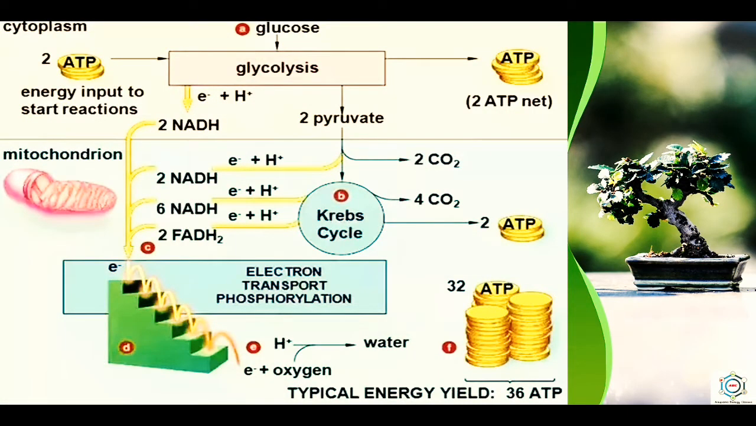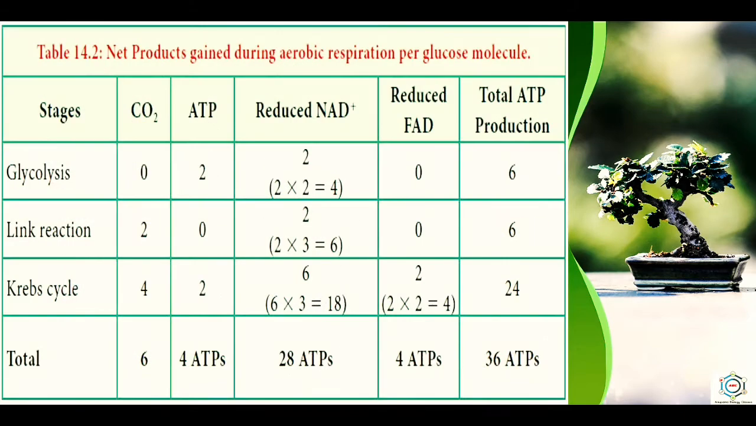Now, see here, this is the typical energy yield, that means 36 ATP formation from the glycolysis and the Krebs cycle completely. So here the net products gained during aerobic respiration per glucose molecule are 36 ATPs: reduced FAD is 4 ATPs, reduced NAD is 28 ATPs and ATP is 4 ATP. So carbon dioxide 6, ATP 4, reduced NAD 28, reduced FAD 4 and the total ATP production is 36 ATPs.